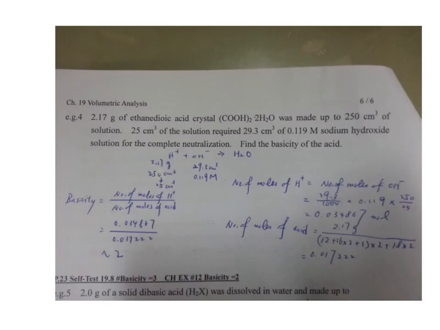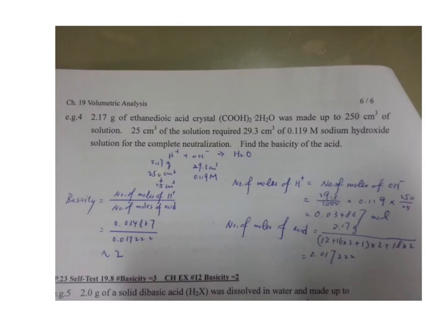Since we do not know how many H plus will be produced by ethanoic acid crystal, you just write the ionic equation: X plus OH minus will give out H2O. Then the number of moles of X plus will be equal to the number of moles of OH minus, which is equal to the number of moles of sodium hydroxide, because each sodium hydroxide will give out one OH minus. So you write down the data here.